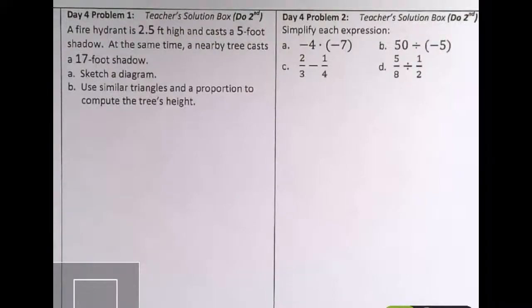Here's the solution for day 4, problem 1. The fire hydrant is 2.5 feet high and has a 5-foot shadow. At the same time of day, a nearby tree has a 17-foot shadow.